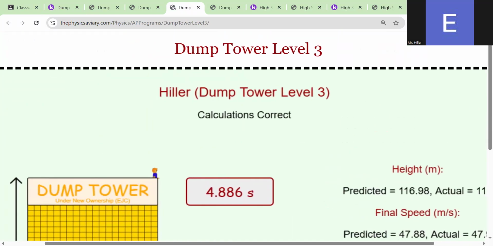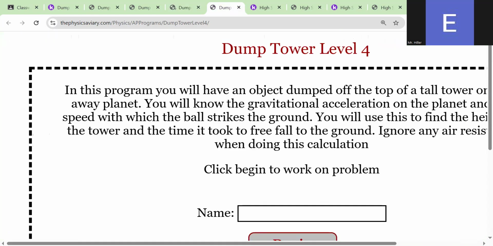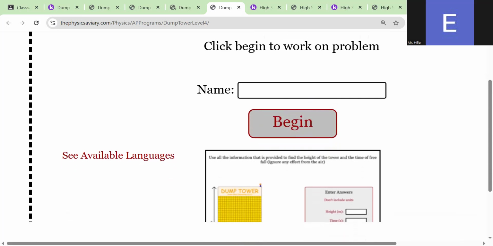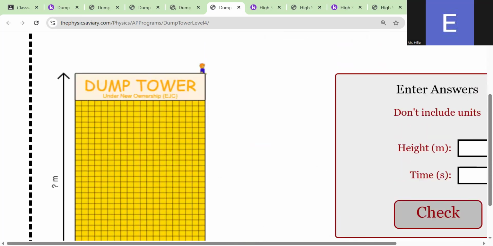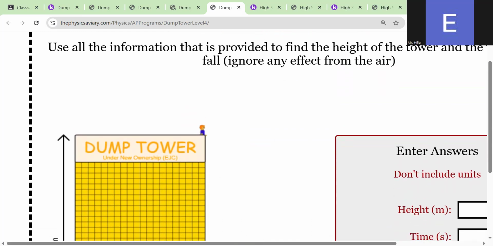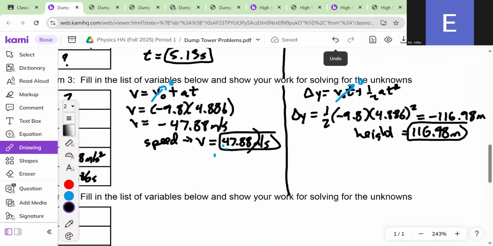And there we go. Hopefully you were able to get question 3 correct as well. If so, let's move on to question 4. Halfway there, we're doing good. Put your name into the program. Now we're going to use all the information provided to find again the height of the tower and the time to fall. So let's go down to question 4.